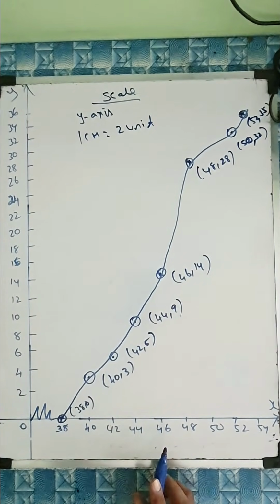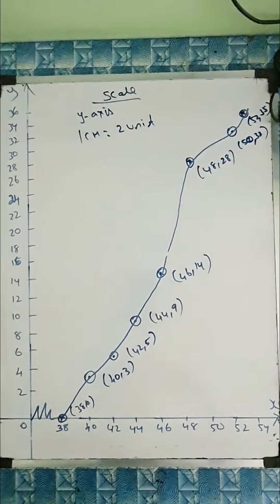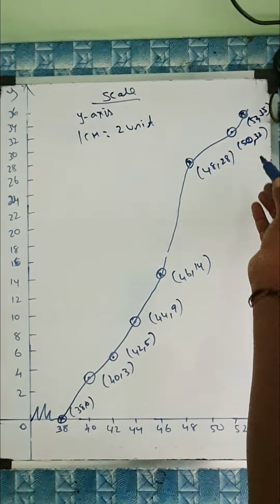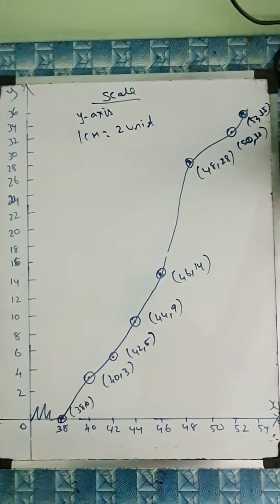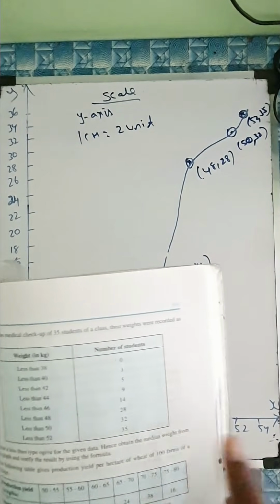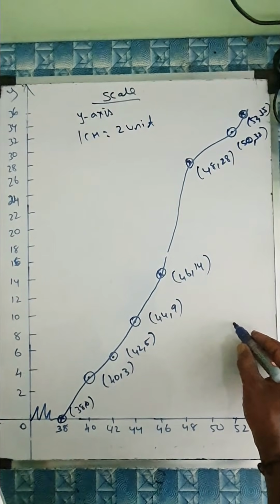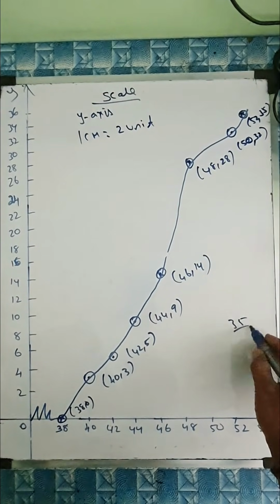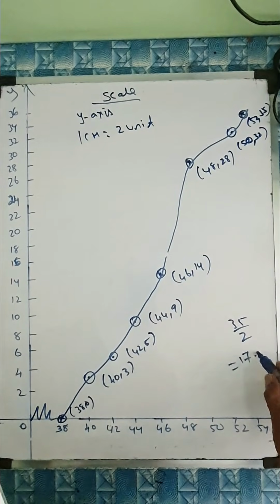Now we are going to obtain the median weight from the graph, and verify the result by using the formula. So what we are going to do now? The last number, the total, is 35, as given in the question. We divide 35 by 2, and you will get 17.5.